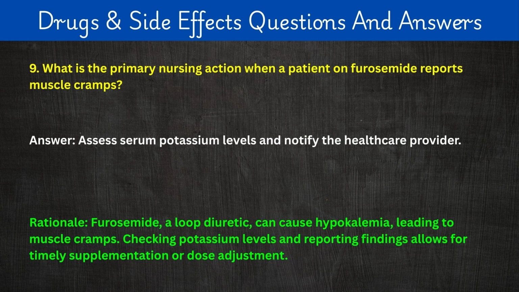9. What is the primary nursing action when a patient on furosemide reports muscle cramps? Answer: assess serum potassium levels and notify the healthcare provider. Rationale: furosemide, a loop diuretic, can cause hypokalemia, leading to muscle cramps. Checking potassium levels and reporting findings allows for timely supplementation or dose adjustment.